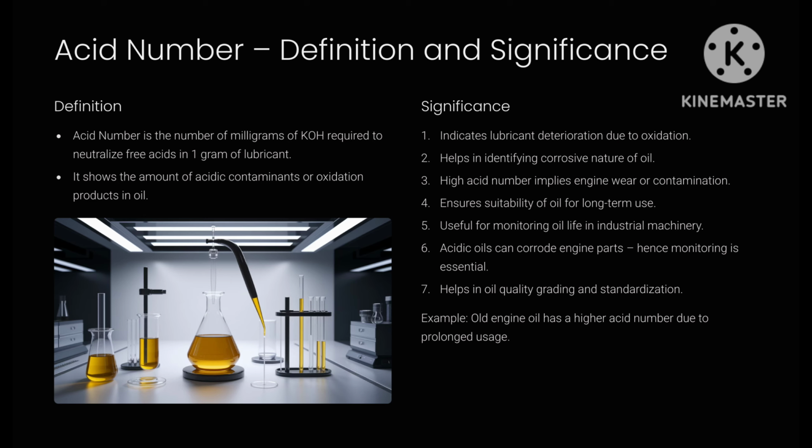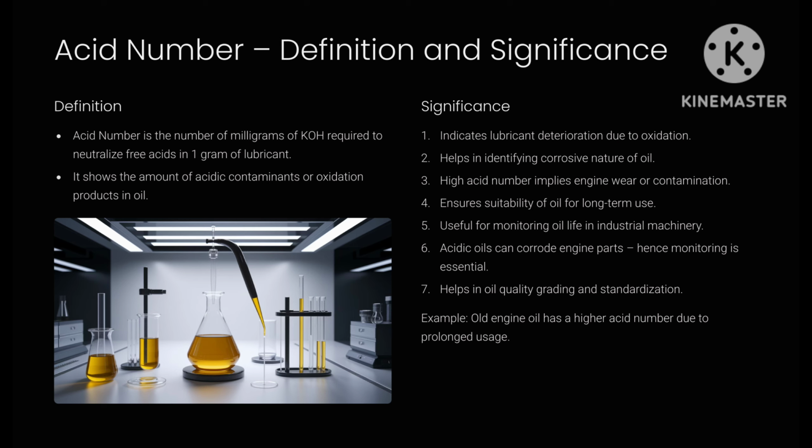This is an important parameter used to assess the quality and condition of lubricating oils. We define acid number as the number of milligrams of potassium hydroxide (KOH) required to neutralize the acidic components in 1 gram of oil. It gives us an idea of how much acidic material, like free fatty acids or oxidation products, is present in the oil.